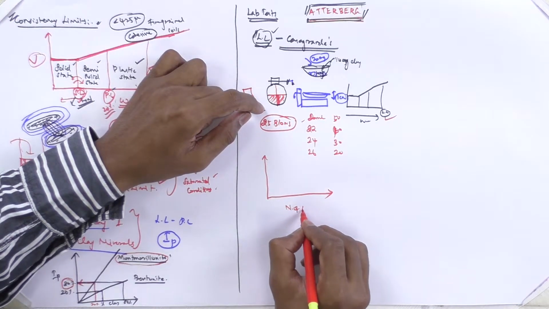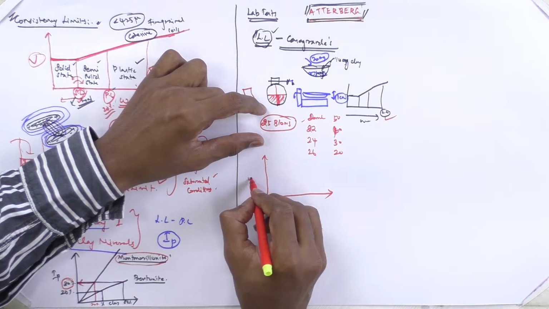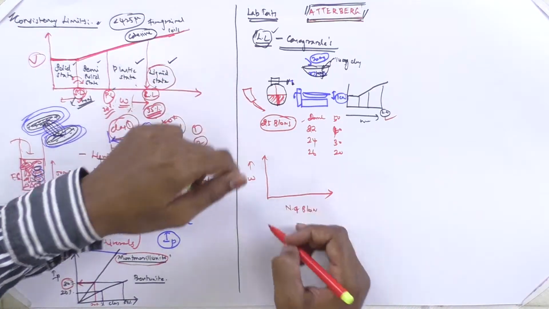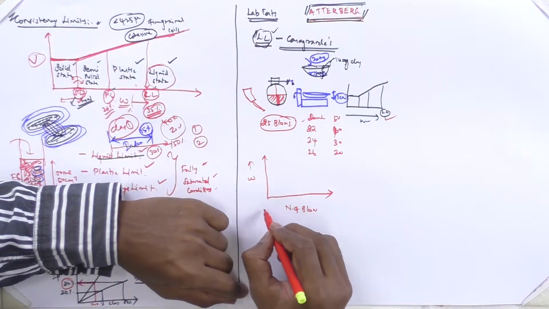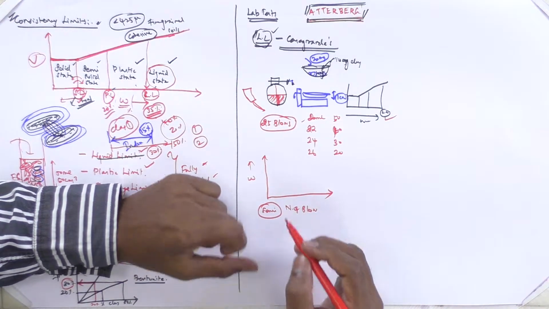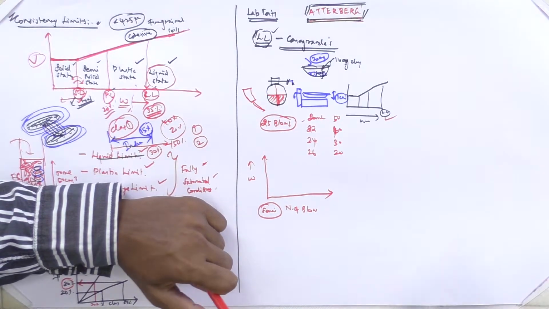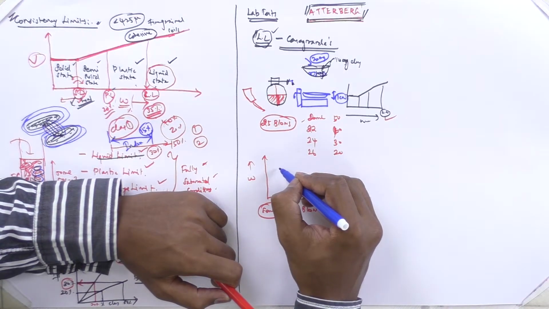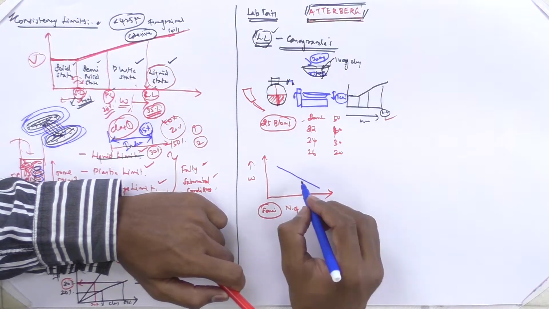So number of blows and water content added here. It is a semi-log graph, and you will be getting a curve like this.